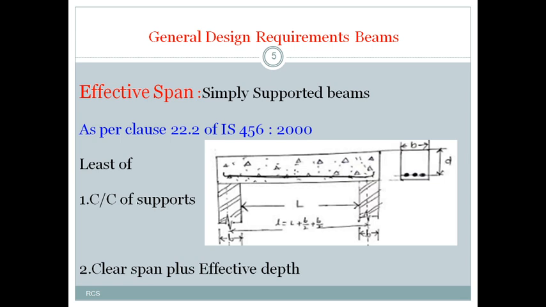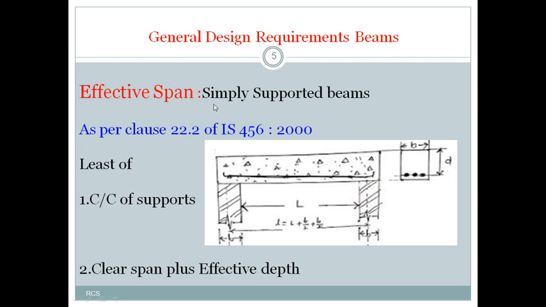What will be the effective span for a simply supported beam? As per IS 456-2000 clause number 22.2, the effective span for a simply supported beam is center to center of supports, and another condition is clear span plus effective depth. We have to choose the minimum of these two values as the effective span.